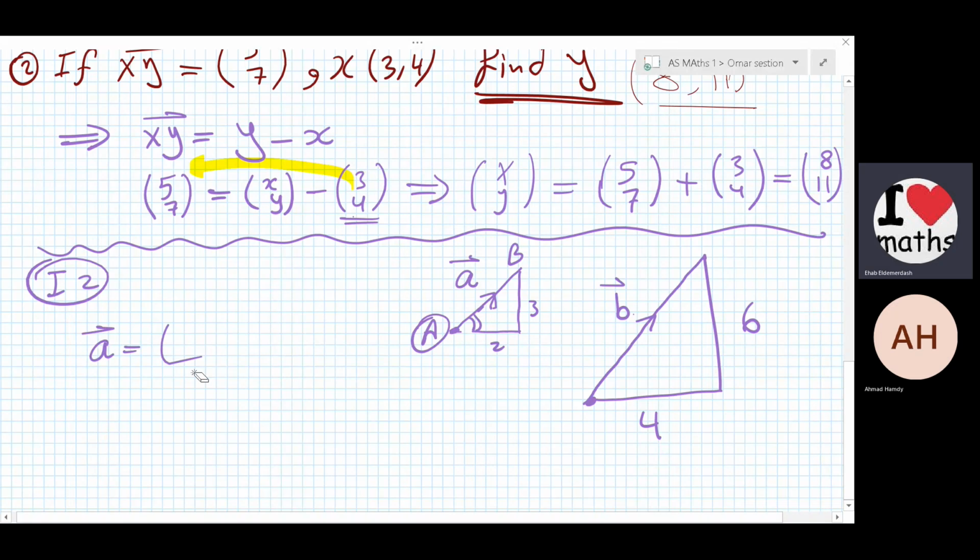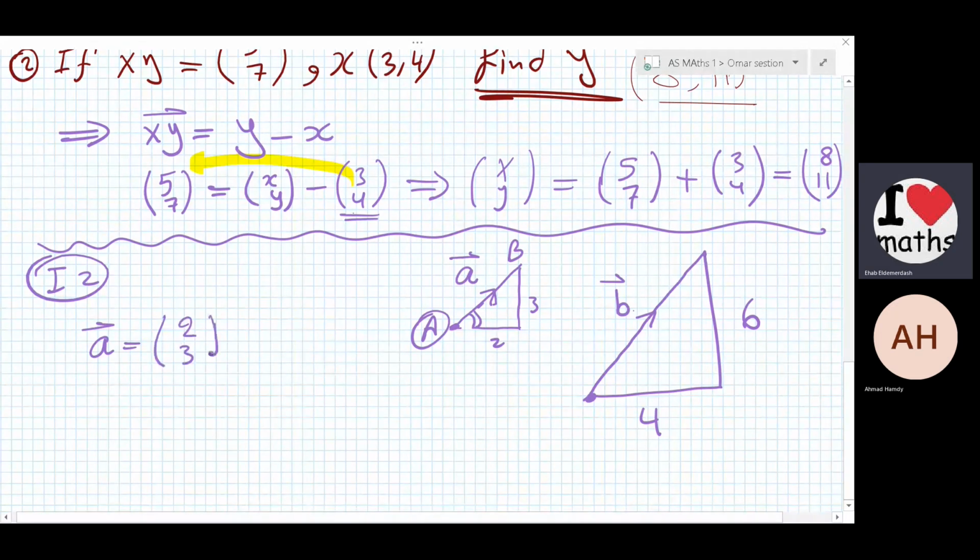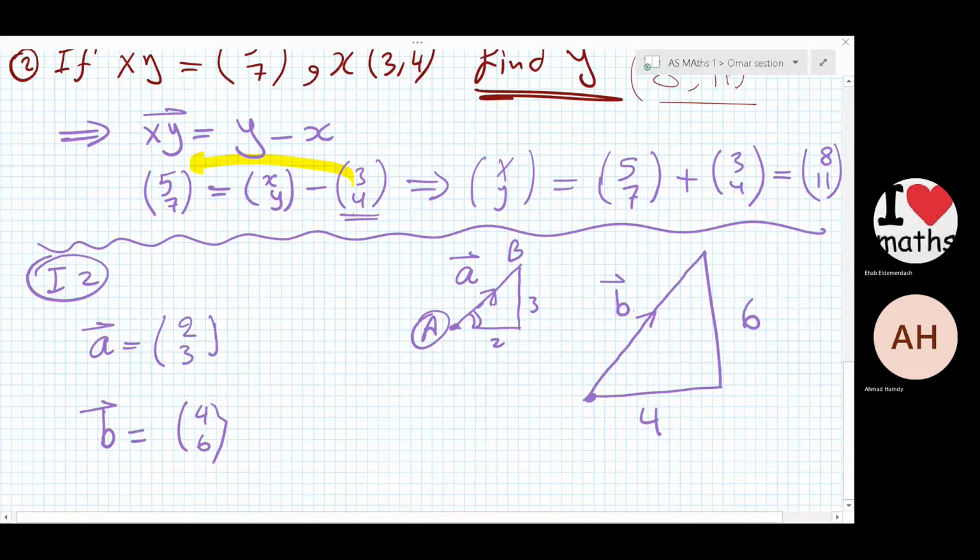Vector A as 2 and 3. Vector B as 4 and 6. Okay? What do you think about the angle, guys? Can someone do a measurement of this angle for me?